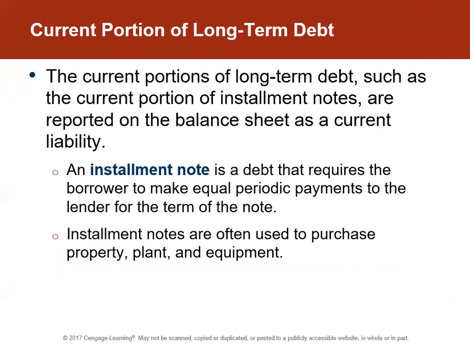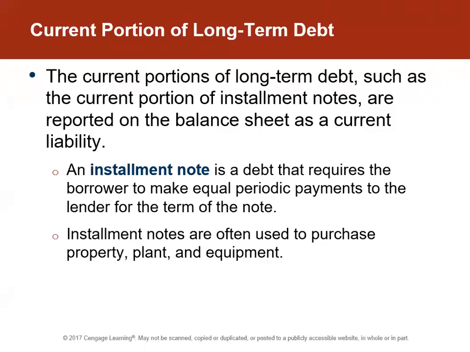Because I owe that for 5 years. However, I'm paying on it in the current year too. So whatever portion I'm paying in the current year is a current liability, okay? So if I owe 12 payments of $300, 12 times 300, $3,600 is current debt, and the remainder that I owe would be classified as long-term debt. So that's all this is really talking about.